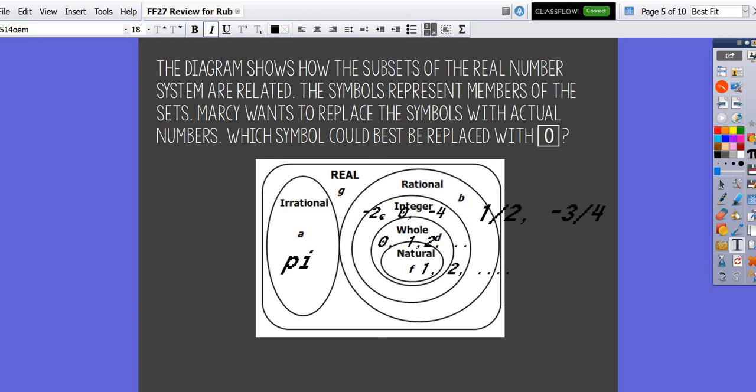So if this says which symbol could be best replaced with a 0, it would have to be the whole numbers, which is letter D. So a 0 would be best placed right here in this whole number category. All right?